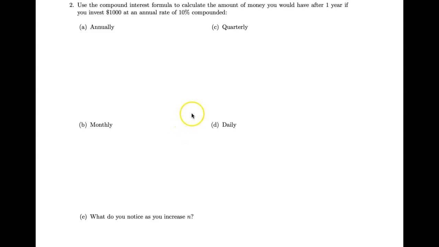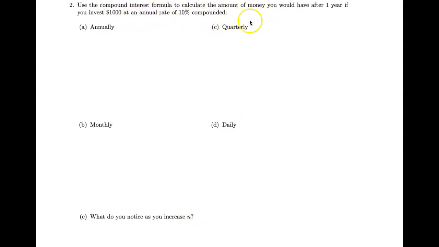Hi everybody, let's look at number 2. We are going to use the compound interest formula to calculate the amount of money you would owe after 1 year if you invest $1,000 at an annual rate of 10% compounded annually, monthly, quarterly, and daily. We then want to see what we notice as our N increases. And so let's take a step back.